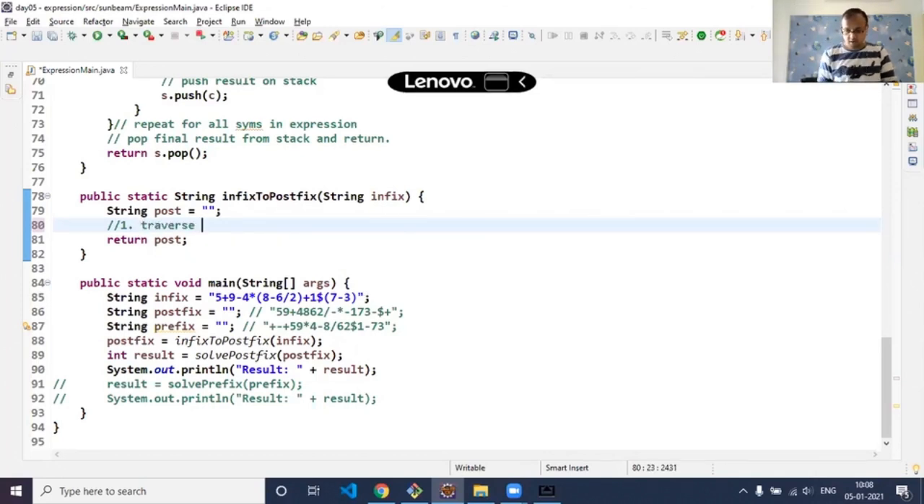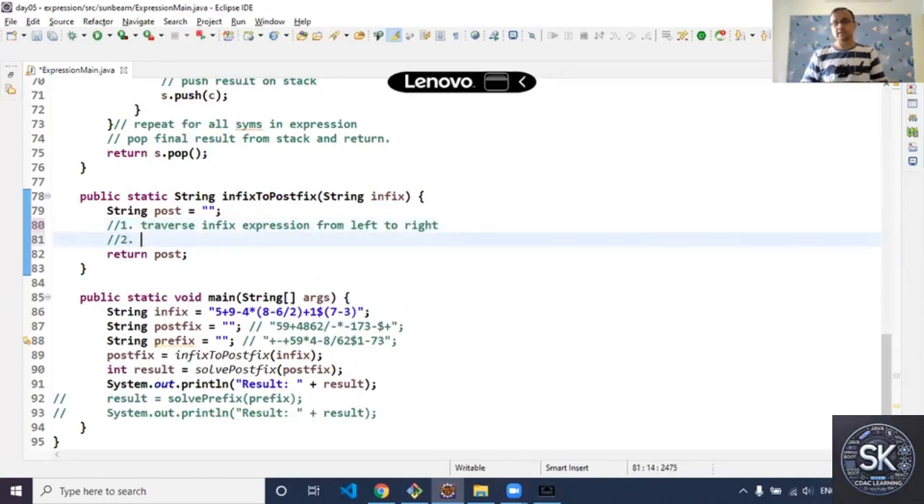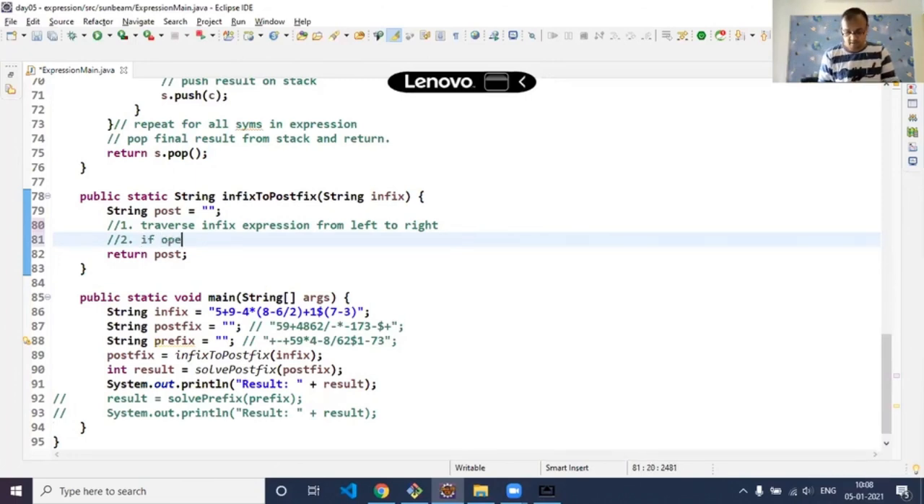Traverse infix expression from left to right. That is all. That was my first point. Yes, I want to traverse from left to right. What is second point? Second point, if operand is found, push it on the stack.